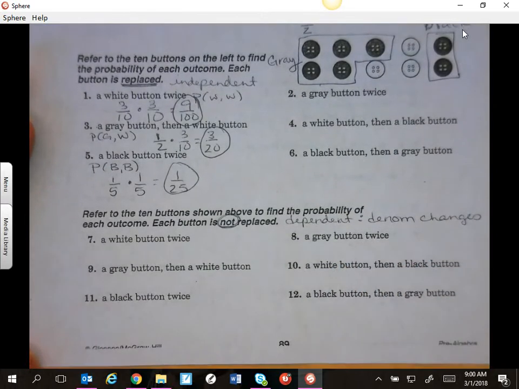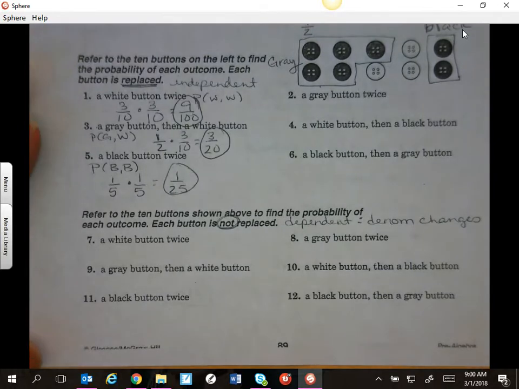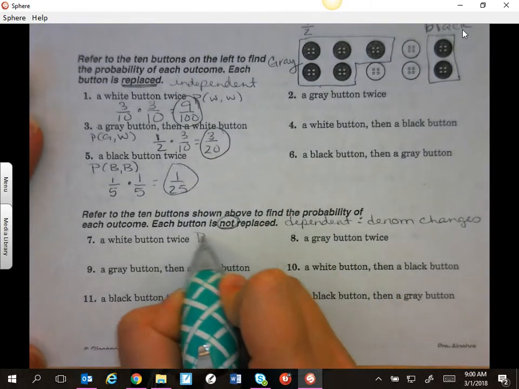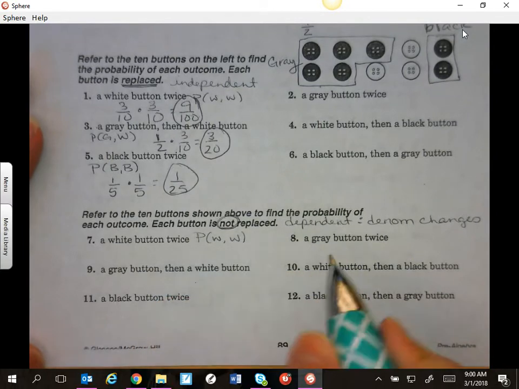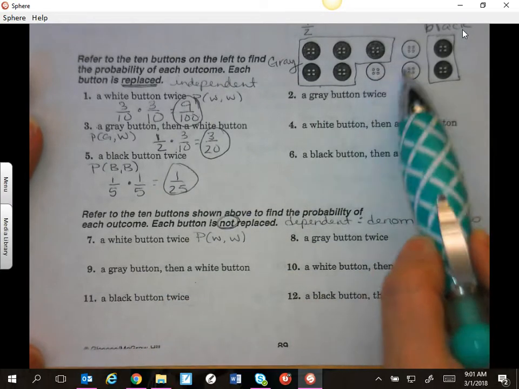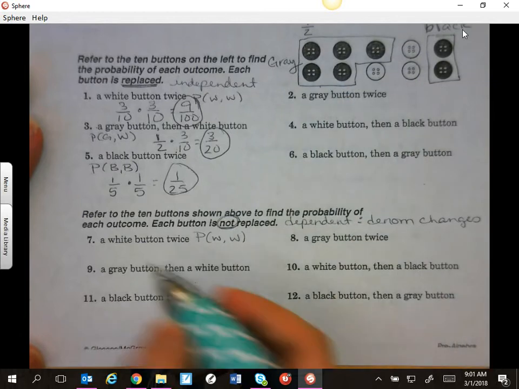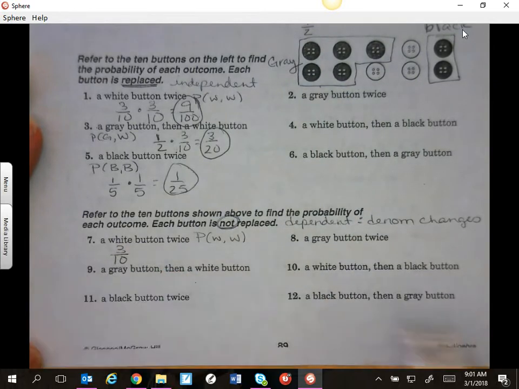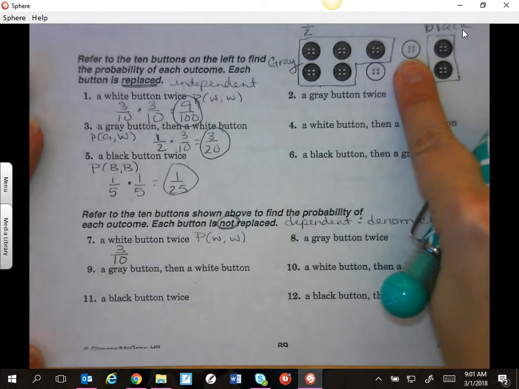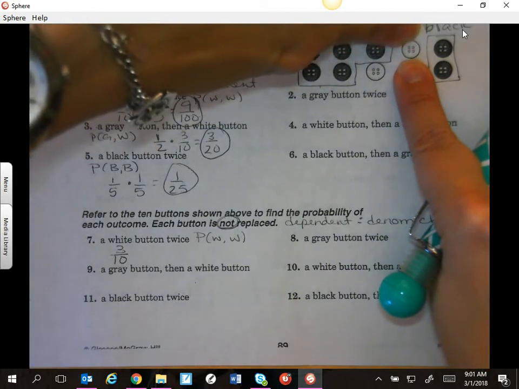All right, so let's look and see what happens. We're going to do these same 3, and we're going to see how it changes. So we still have probability of a white twice. Well, probability of a white on the first one, we have 3 out of 10 total. But I drew one. I took it out, I didn't put it back, so I'm just going to cover it up. Now I have 2 white buttons out of 9.